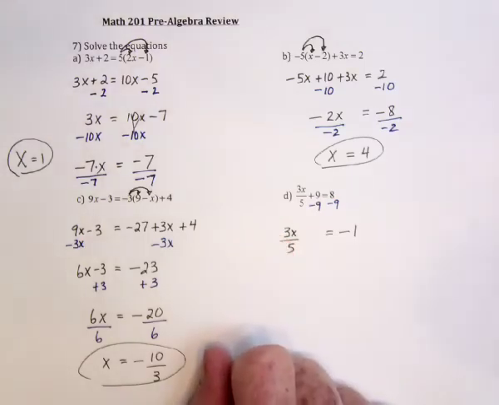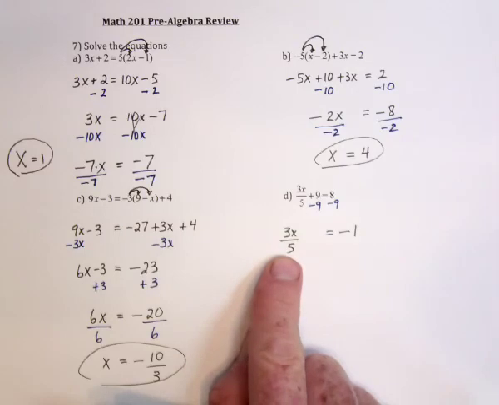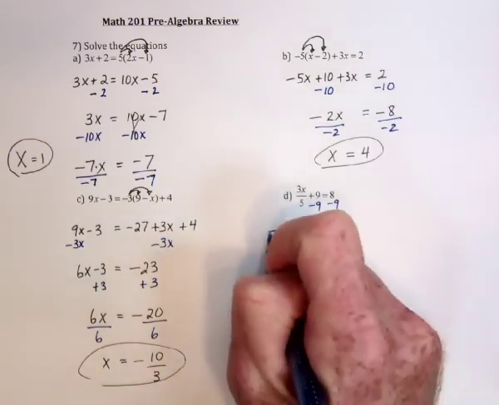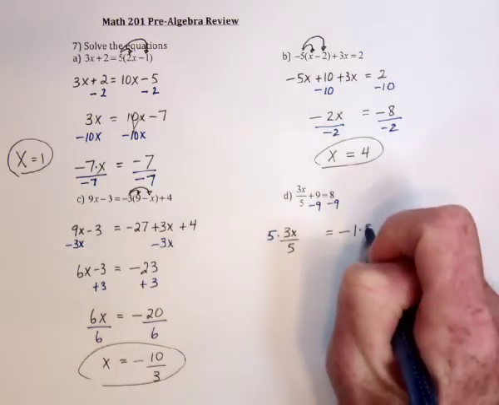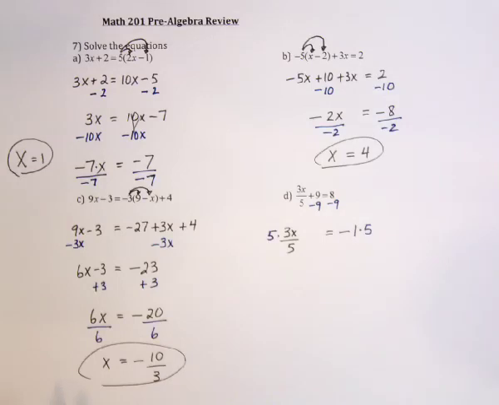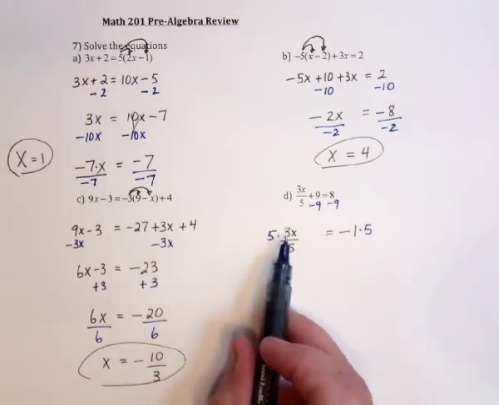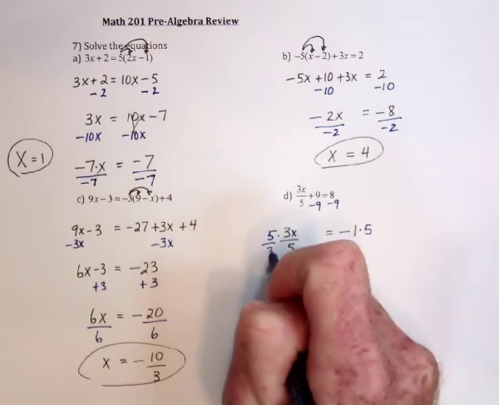You could look at it one at a time, where you go, okay, this one is dividing by 5. I'm supposed to do the opposite, so multiply both sides by 5. So that's going to get rid of those 5s. Then you'd have to get rid of the 3. So you have to do the opposite. Right now, the 3 is multiplying. Do the opposite, divide by 3.